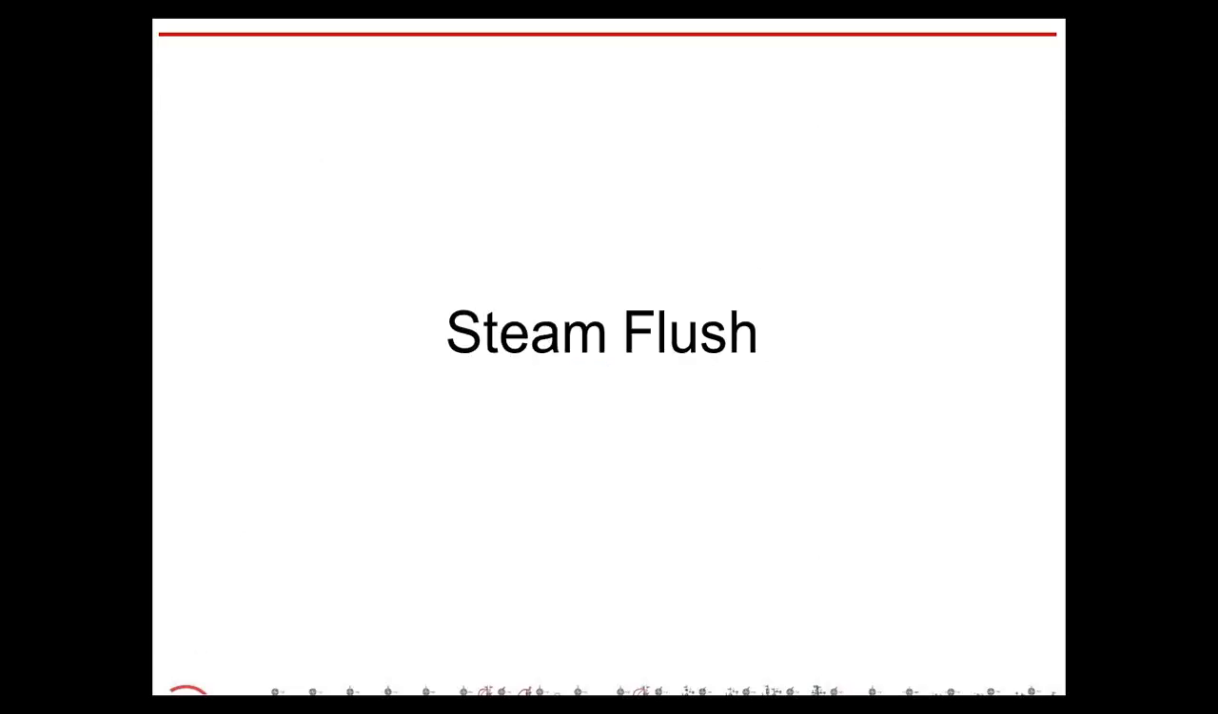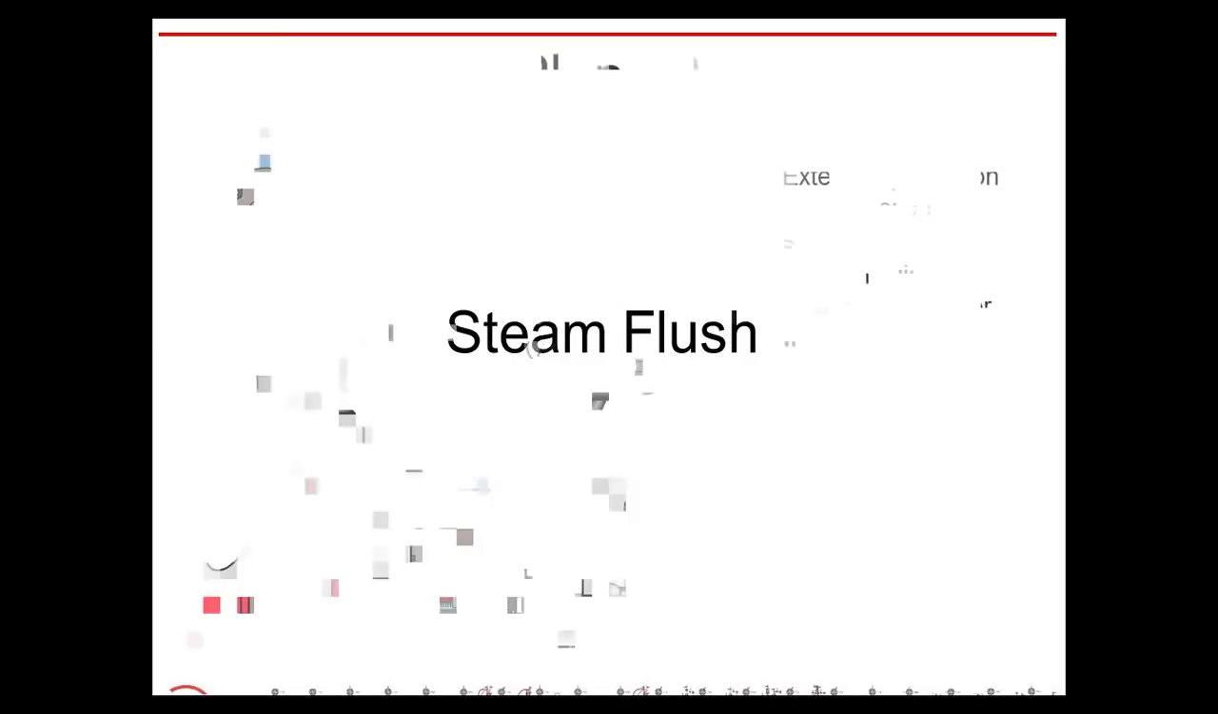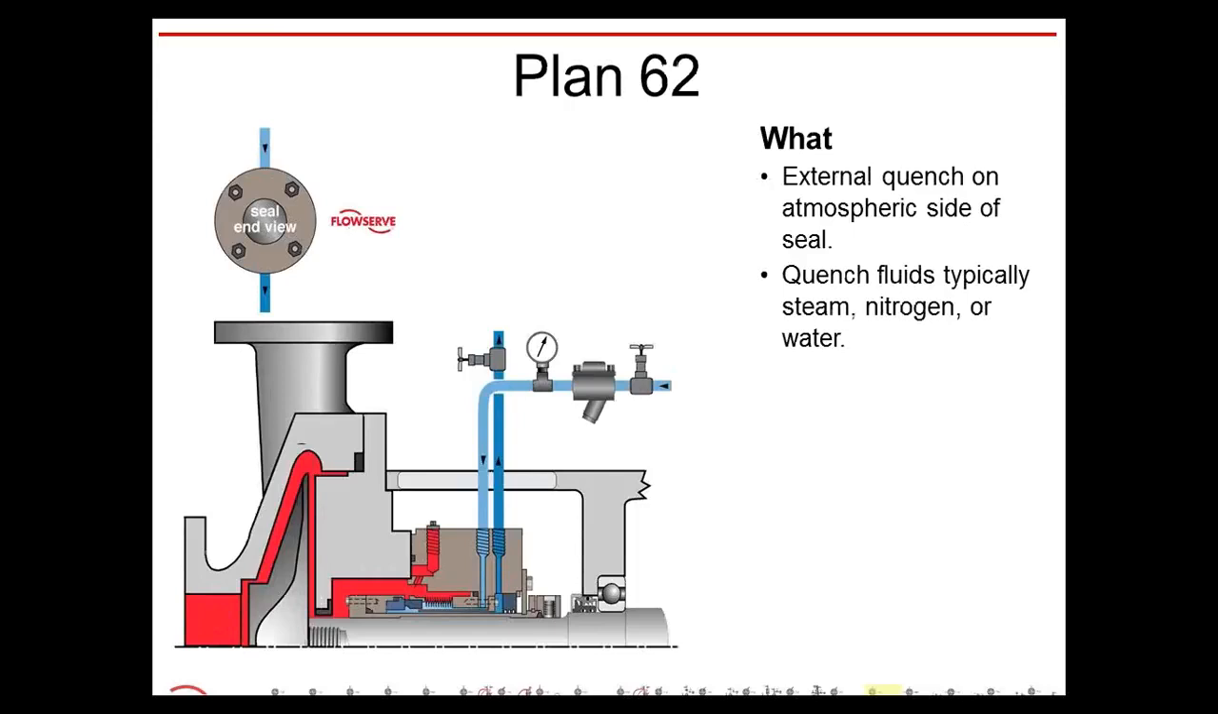Okay, now the steam flush is an external flush system. This is the one that's actually on the atmospheric side. It's called a Plan 62, again used with single seals. It's an external quench on the atmospheric side of the seal. Typically, it's used with steam, nitrogen, sometimes water. Now, if you see here, the process fluid is in red. You can see the mechanical seal with a separation between the red and the blue. The blue fluid is actually not in between two mechanical seals. That's a single seal, so it's on the atmospheric side.